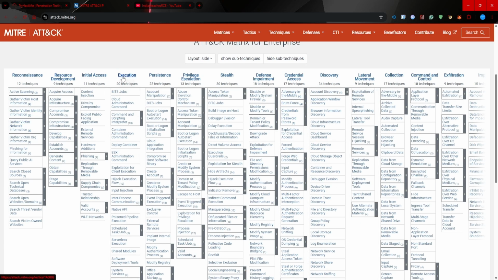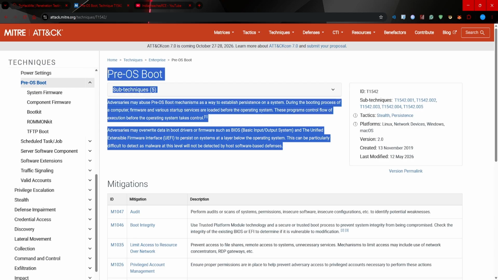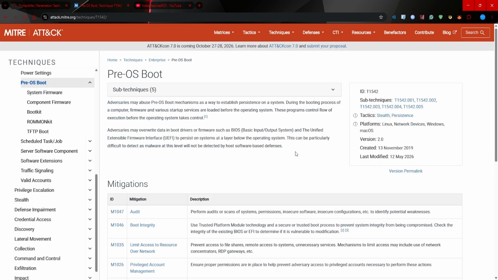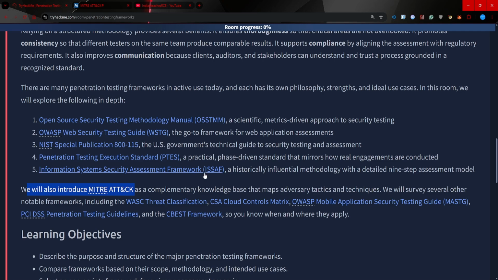Discovery techniques, credential access techniques, reconnaissance, privilege escalation, persistence, stealth, pre-OS boot. Yeah, this is the best thing ever for persistence, but it's the hardest too. But yeah, MITRE ATT&CK is great. As a complementary knowledge base that maps adversaries' tactics and techniques, we will survey several other notable frameworks, including WASC threat classification, CSA cloud control matrix, OWASP mobile application security testing guide, PCI DSS penetration testing guidelines, and CBEST framework. Do you know when and where they apply?